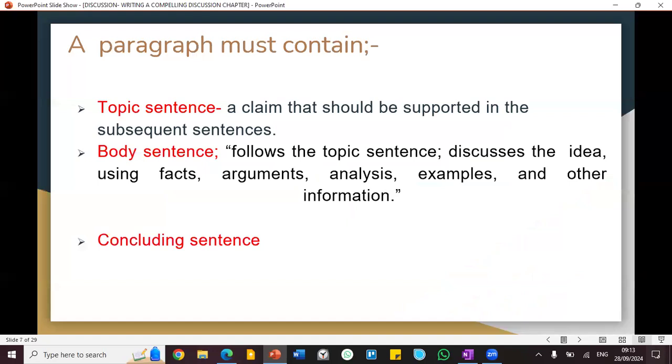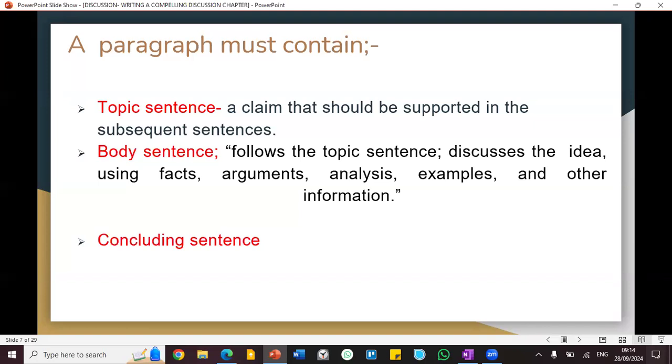So we expect in a discussion, we'll be having paragraphs. You can have 7 paragraphs, 10 paragraphs. The length differs, also dependent on your university prescriptions. But typically in a paragraph, the first sentence should be a topic sentence. And this topic sentence gives a claim that you'll be supporting in the subsequent sentences, which we will call the body. So you'll be giving us the support of the idea.